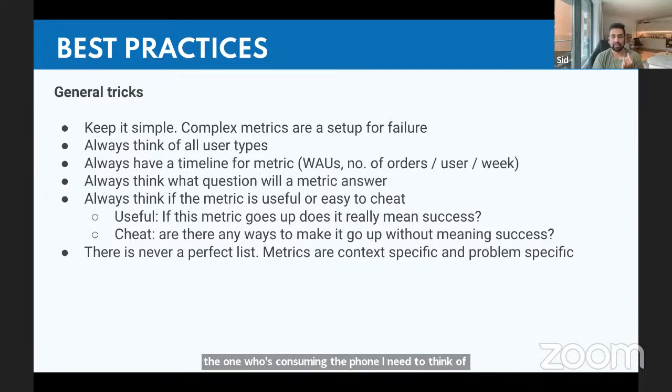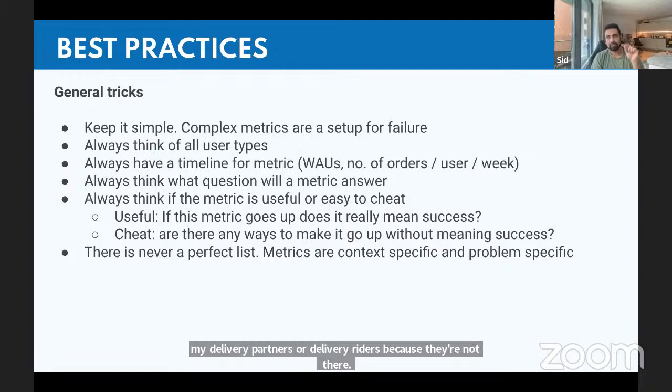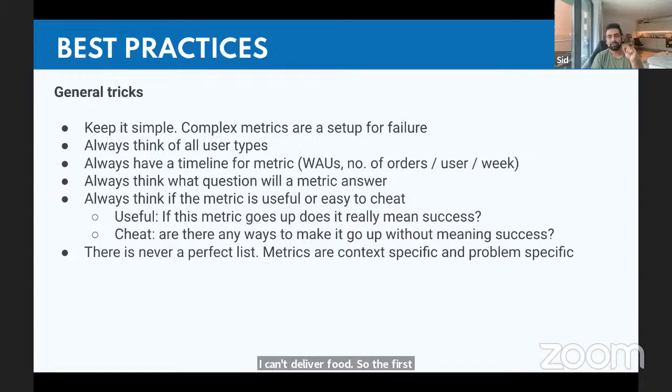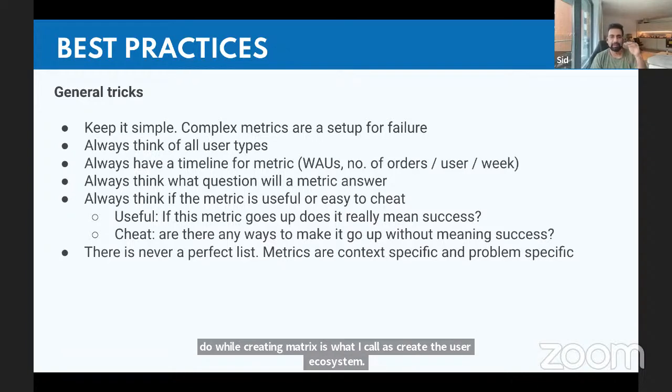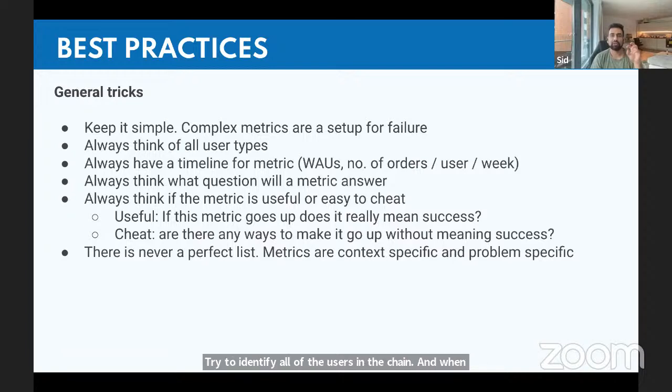I need to have metrics for my delivery partners or delivery riders, because if they're not there, I can't deliver food. So the first step that you should do while creating metrics is what I call create the user ecosystem. Try to identify all of the users in the chain. And when you think of your health metrics, ensure that you're measuring success for all of them. Because even if one of them is unsuccessful, the entire ecosystem will fall.